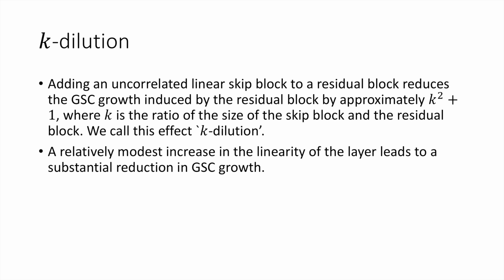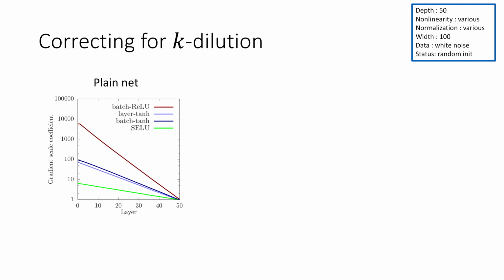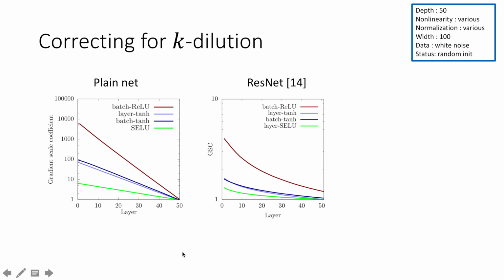The disproportional effectiveness of k-dilution in combating GSC growth is arguably the primary reason for the success of ResNets at great depth. Let's confirm the effectiveness of k-dilution empirically. Recall the explosion rates we obtained for plane networks without skip connections. In ResNets, the GSC is indeed drastically reduced. Note the different scale on the y-axis between the two graphs. And note that we use ResNets with identity skip connections and residual blocks of depth 2, as is popular.